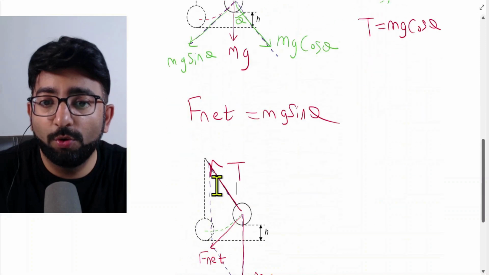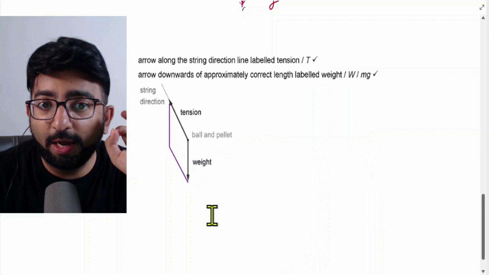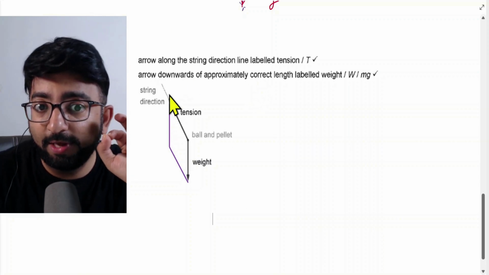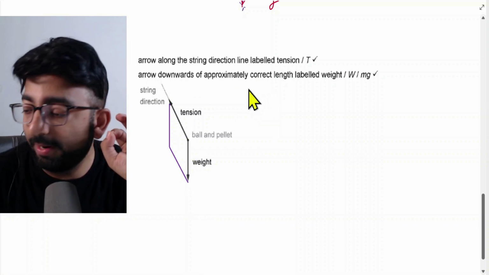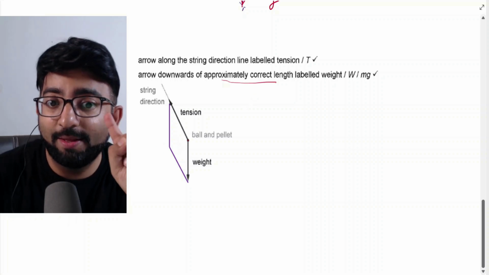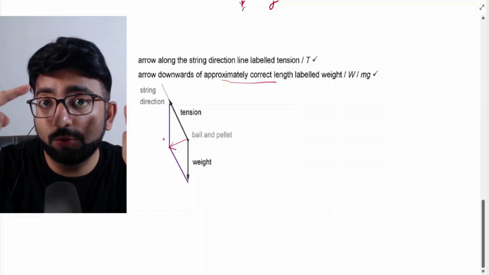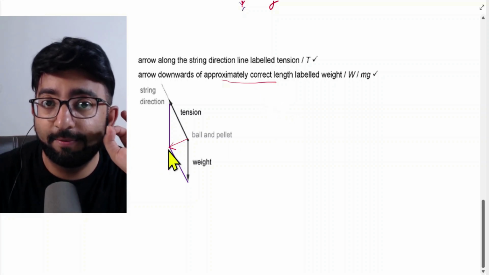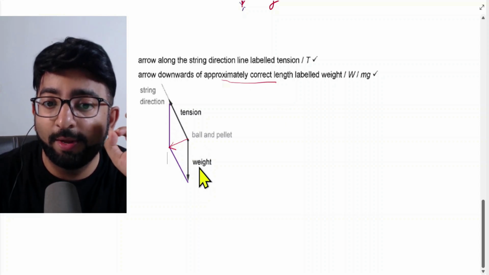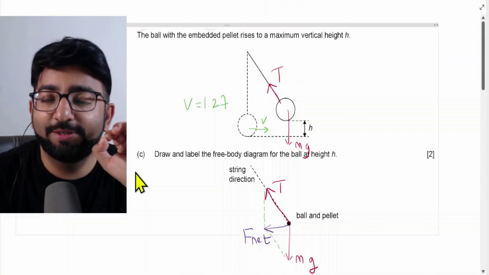And in any case, let me show you the official IB solution for this question. They have mentioned this. We have to draw an arrow along the string, which is tension. We need to label it. And then we have an arrow downwards of approximately correct length. So we need to make sure again, first step is to figure out the net force, which is, remember, tangent to the circular arc, which will be this red arrow. And then accordingly, we can draw the correct lengths of the tension arrow as well as the weight arrow. Indeed, a tricky question, but that is how we solve such a question.